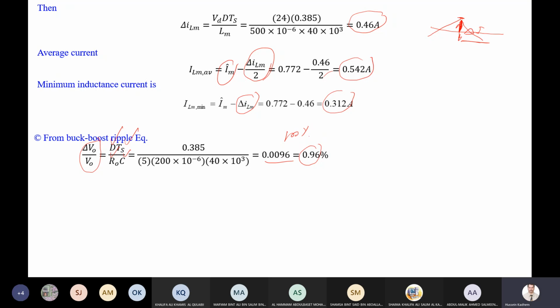Is this clear? Do you have any question on this part before I go for the next question? Clear?